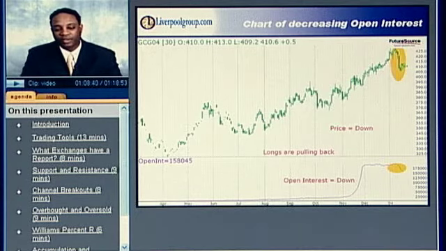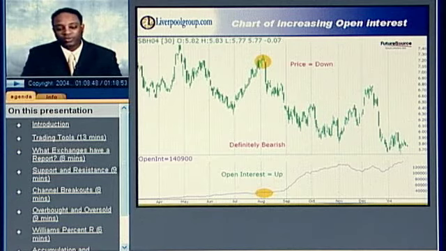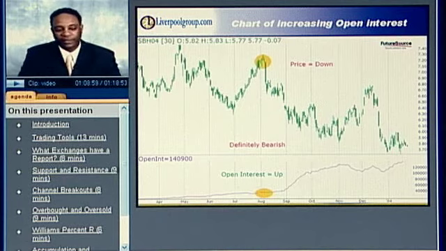Since this chart was created, we did see gold actually push all the way down to 400. So it was a great opportunity to short the market based on the price being down and open interest being down. Now let's look at a chart of increasing open interest. This is definitely a bearish opportunity.